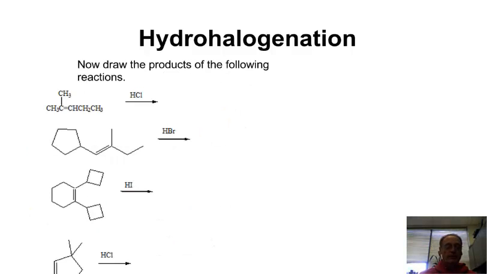Now, here are some additional molecules for you to look at and see if you can draw the products. You might want to freeze the frame at this point and write those down, and just for fun, see if you can predict the products in both regiochemistry, where it's important, and stereochemistry, where it's important.